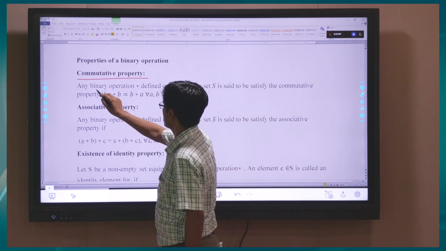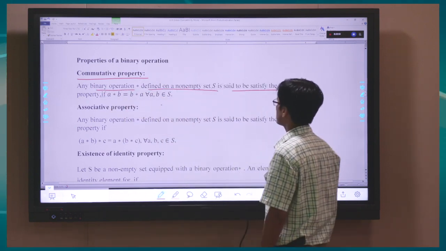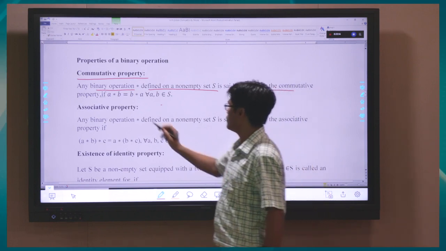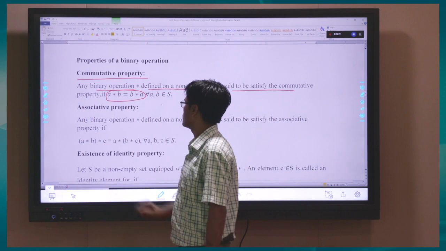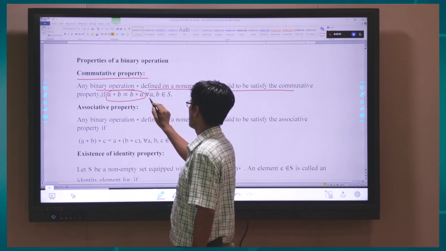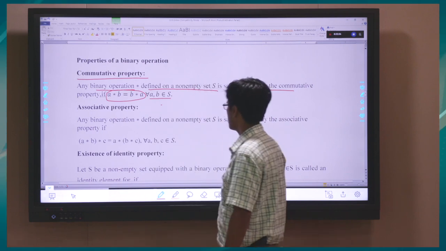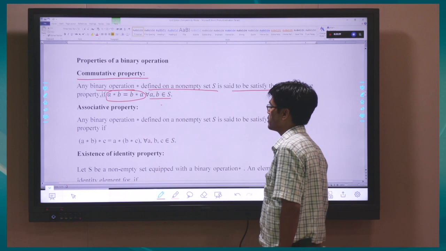Any operation star defined on a non-empty set S is said to be commutative if this condition is satisfied: A star B is equal to B star A for all elements A, B belonging to the given set.